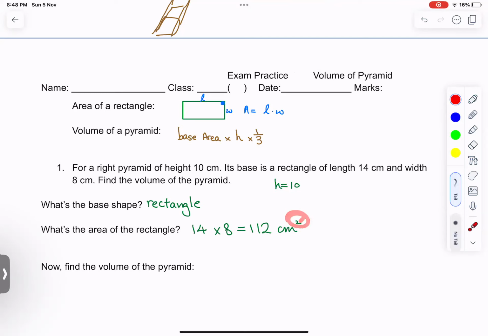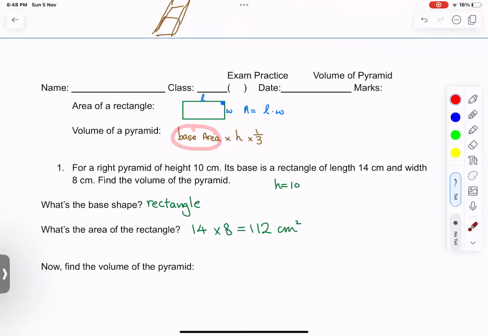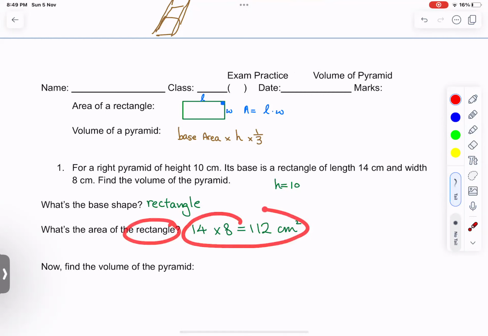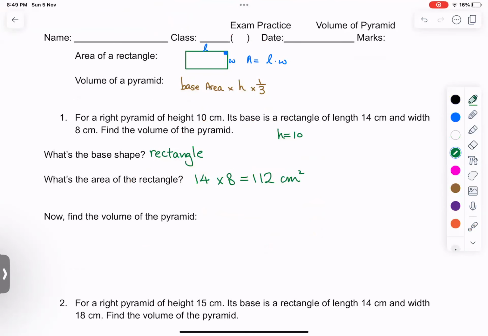Now, how do we find the volume? Volume will be base shape area times height times 1/3. Our base shape is a rectangle, and we found out its area. Then we times with the height, which is also given, and also times with 1/3. So volume will be base shape area, 14 times 8, then we times with height, which is 10, and then don't forget to divide it by 3. We put the whole thing in the calculator and see what you get. You should get a very ugly answer in the fraction.